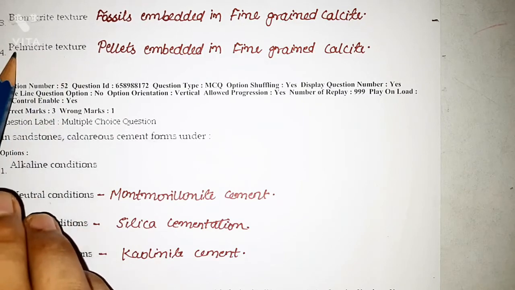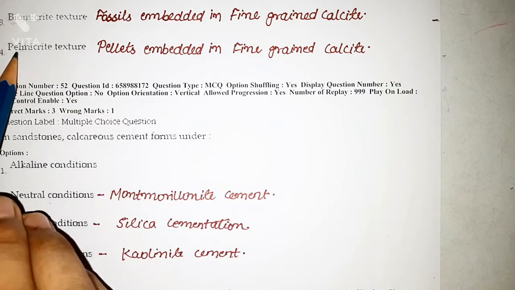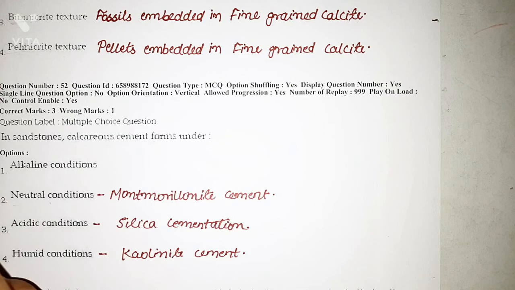So pel means pellets, and micrite means again fine grained calcite. So pelmicrite texture forms when pellets are embedded in fine grained calcite. As far as the question is concerned, it is asking that fossils embedded in coarse grained calcite generate biosparite texture. Now coming to next question.